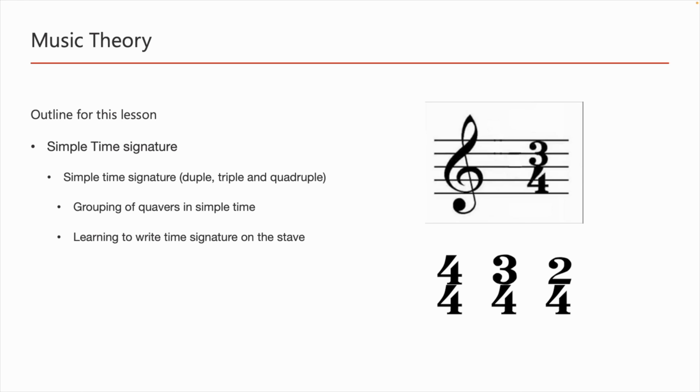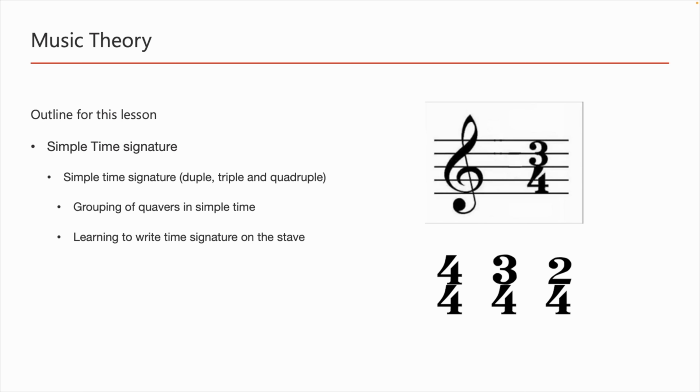So the word duple, which means something in twos, represents the time signature 2/4. And the word triple, from the word tri, which means 3, represents the time signature 3/4. And the word quadruple represents 4/4.